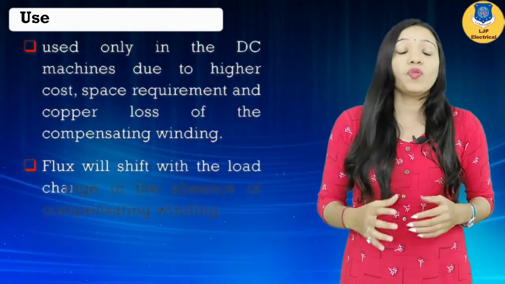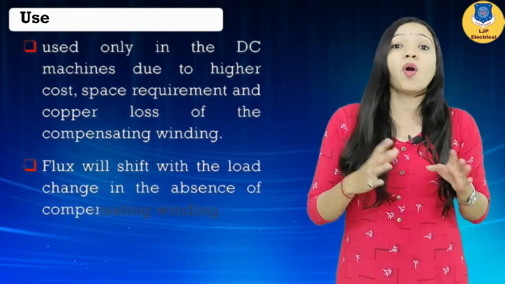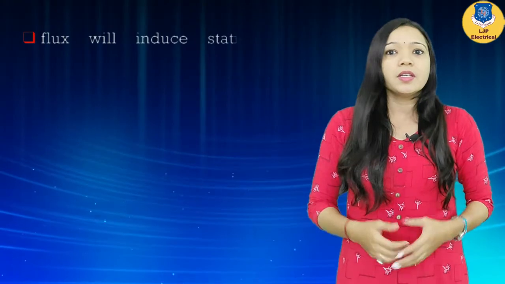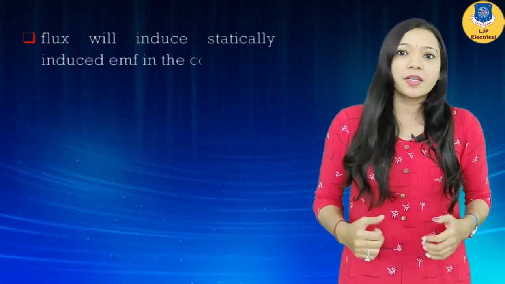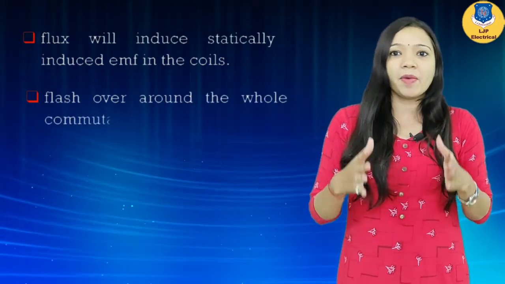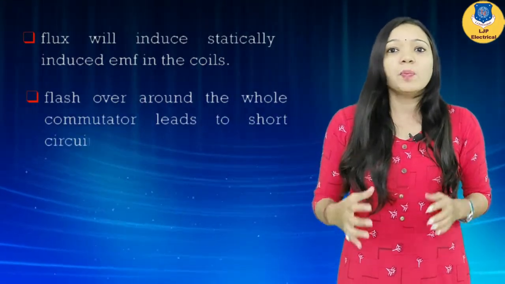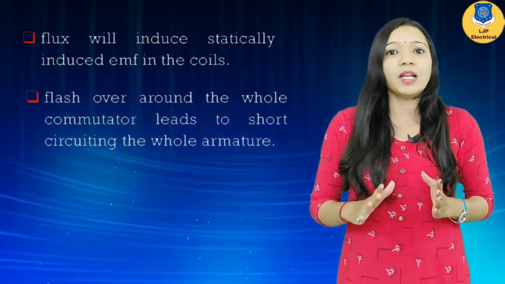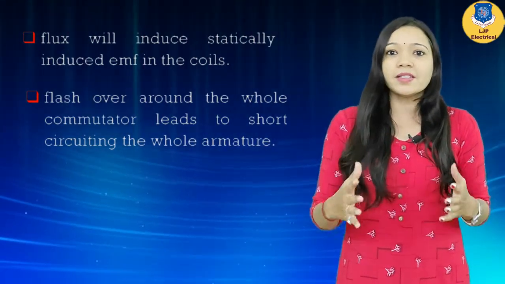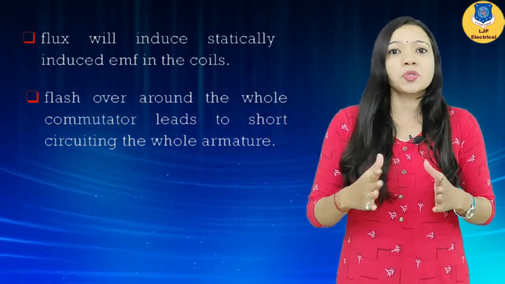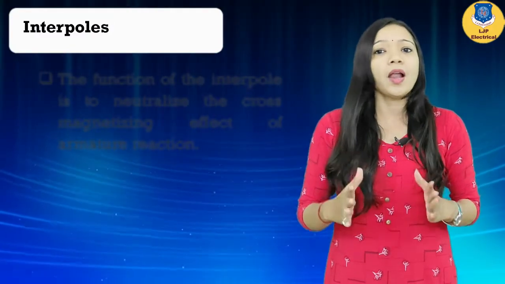The flux suddenly shifts forward and backward with change in load in the absence of compensating winding. This flux will statically induce EMF in the coils. This induced EMF may produce a strike between consecutive commutator segments if its value is very high. As a result, flashover around the whole commutator leads to short circuiting of the whole armature.